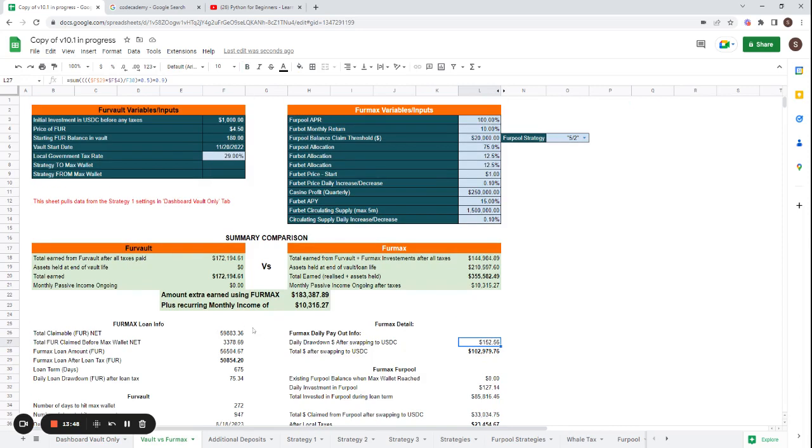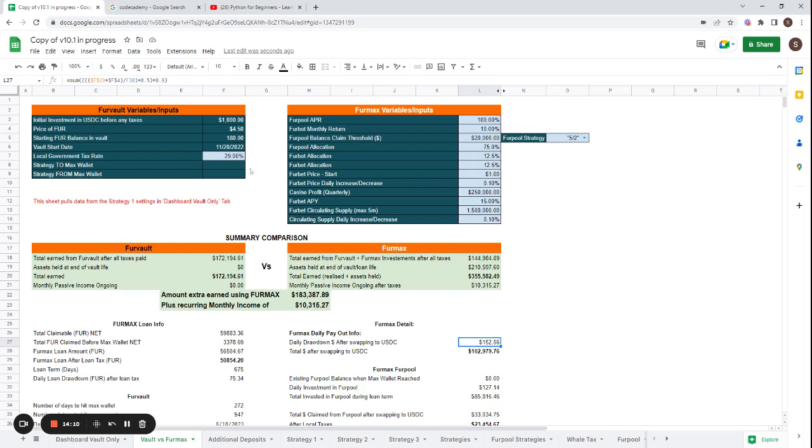Again, this is another tool, and Furmax will be built out. So at the moment we have our 3 options. We have Furpool, Furbot, and Furbet as separate investment funds that we can use half of our daily loan amount to go into.